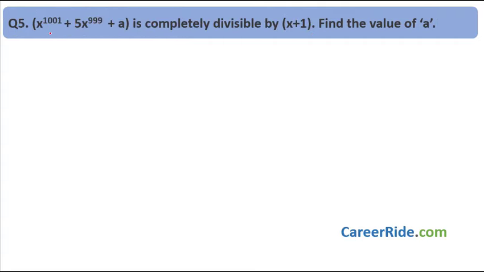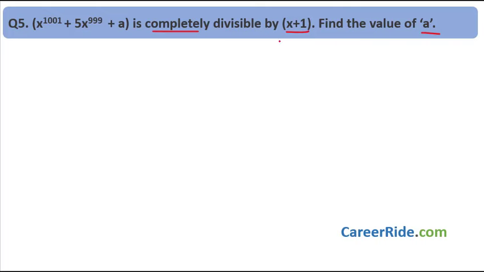Question number 5. x to the power 1001 plus 5x to the power 999 plus a is completely divisible by x plus 1. Find the value of a. Now see, if you had not known the trick that we have just learned some time back, this question again would look very difficult to you. But with the help of our trick, this is again a very easy question to solve. Nothing difficult at all about it. Okay, there's no need to get panicked when you see these type of questions.